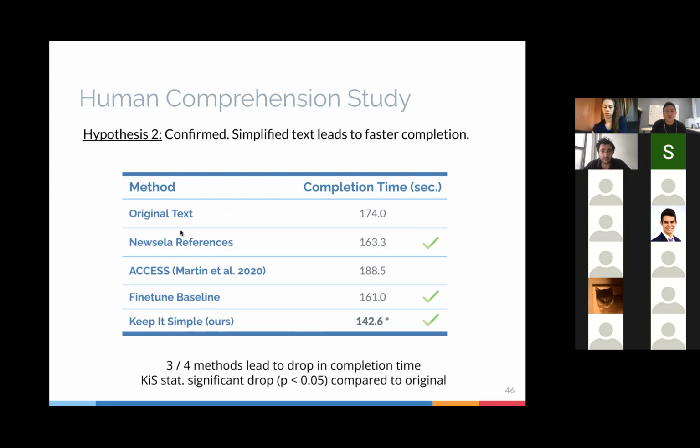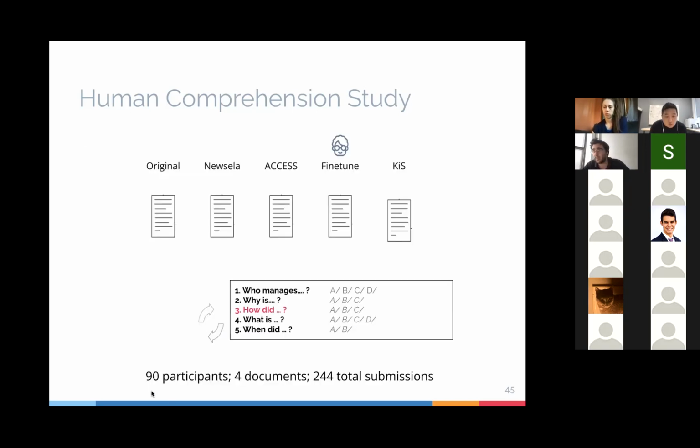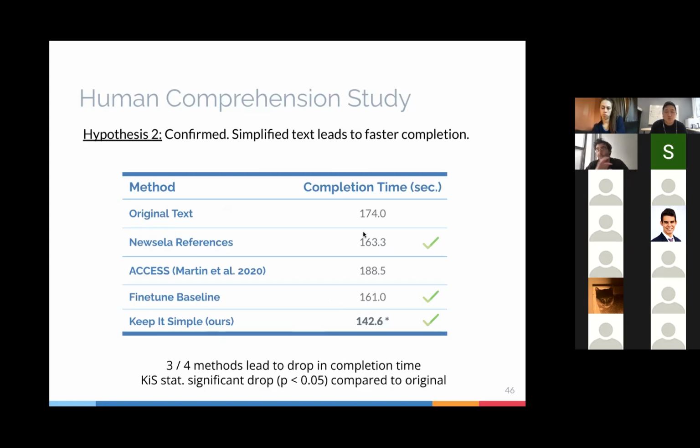So this is how long it took. We had about 90 participants, I forgot to mention, and each participant participated in roughly 4 documents. So we had 4 different documents with 5 versions each, and about 250 submissions total. And on average across the tasks, here's how much time it would take to complete the task.